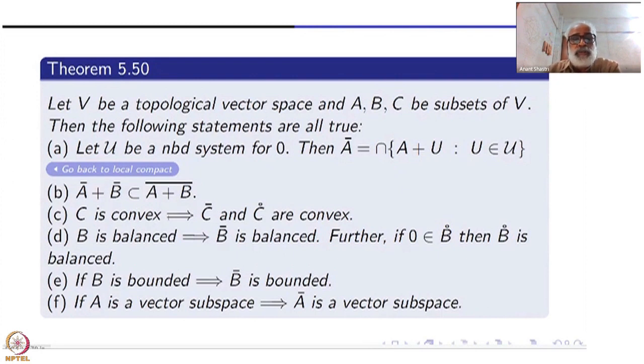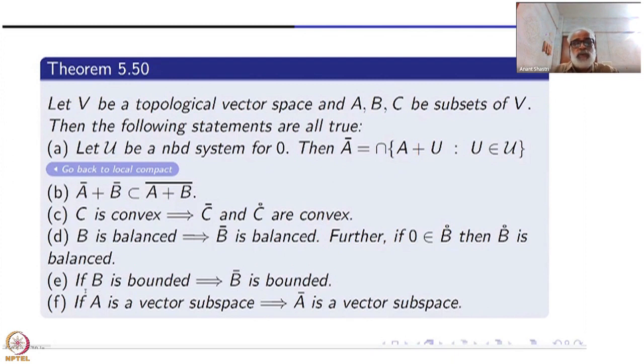Next comes something new to topological vector spaces only, because now I'm using convexity. This convexity notion was not there in a topological group. Let C be a convex set. Then both C bar and the interior of C are convex. B is balanced implies B bar is balanced. Further, if zero is in the interior of B, which is the same thing as B being a neighborhood of zero, then the interior of B is also balanced. See, unless you have zero here, you can't claim that one.